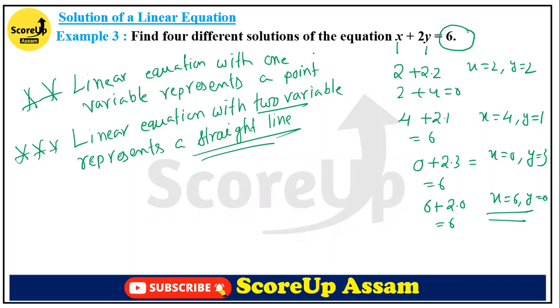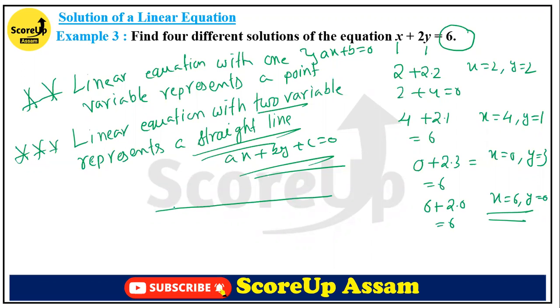So linear equation in one variable, its standard form is ax plus b equal to 0, and linear equation in two variables, its standard form is ax plus by plus c is equal to 0. Is it clear? Since a line consists of infinite number of points, that means linear equation with 2 variables has infinite number of solutions.